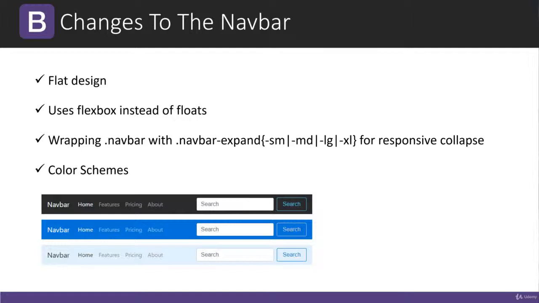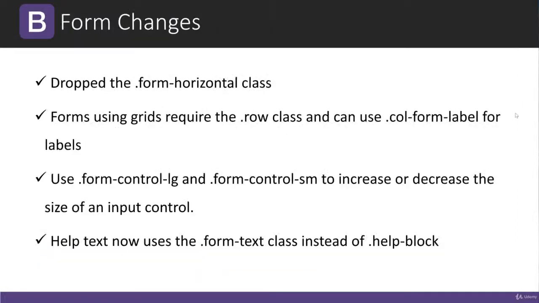So there's also been changes to the nav bar. It now uses a more flat design, just like most of the other components. It also uses Flexbox for alignment as opposed to floats. And we can add different sizes in the navbar-expand class. What this means is that if we want the menu to collapse and be responsive on small screens, we can just do -sm. If we want it on medium screens, we can do -md, as well as large and extra large. Okay, so it makes it more responsive. We also have some extra color schemes as well.